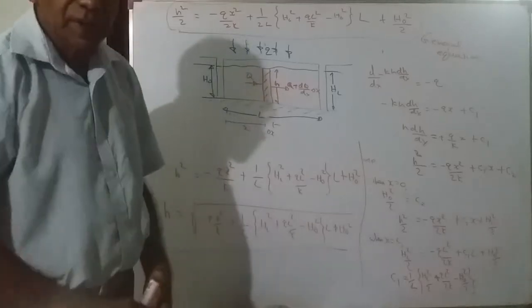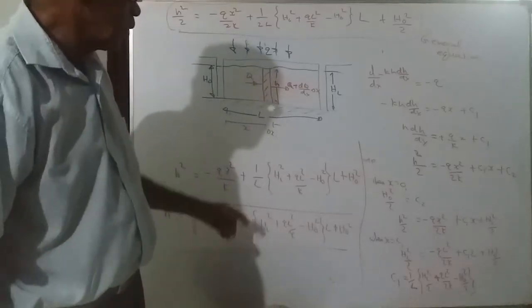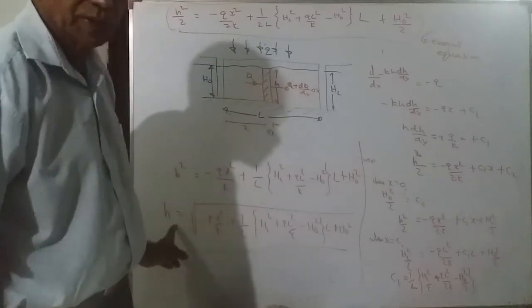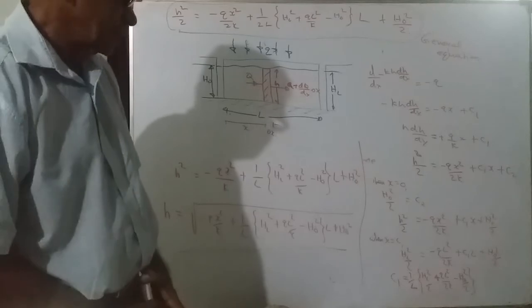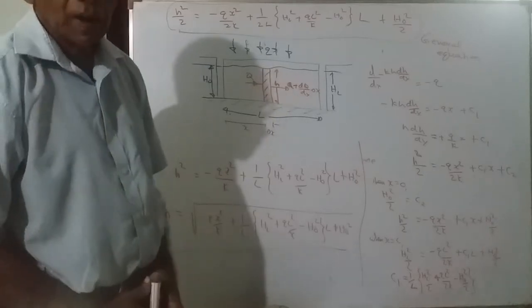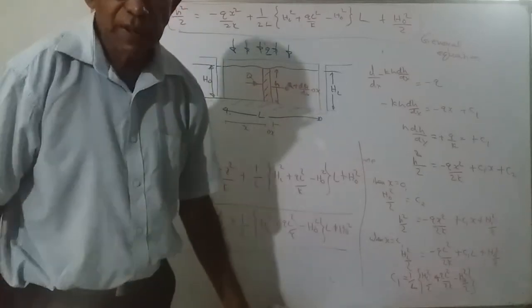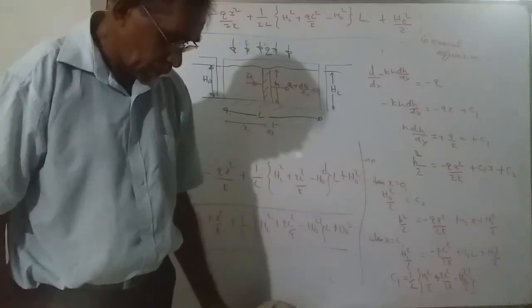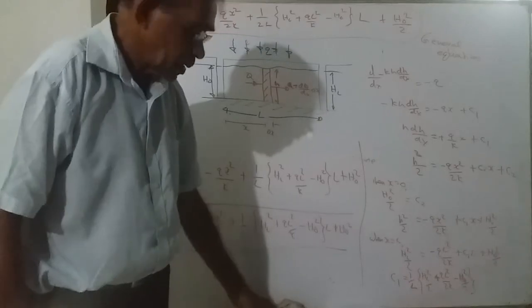So if you know the value of x and all these terms, you can find h. I'm not going to do any problem like this here, but if you get a problem like this, you can put in these values and find h at a certain point x. With this, I shall end the fourth lecture on groundwater flow. Thank you very much.